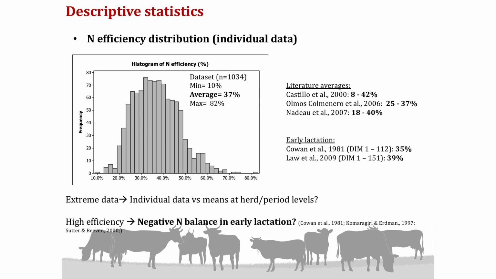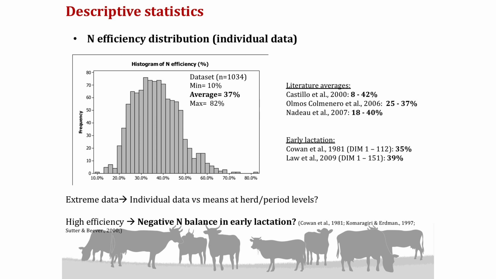And if we compare these results to the literature, it seems that we have a much larger variability. We explain this extreme data because we have, in our case, individual data, compared to the literature, which only uses herd data. If you use individual data, you enlarge your variability.